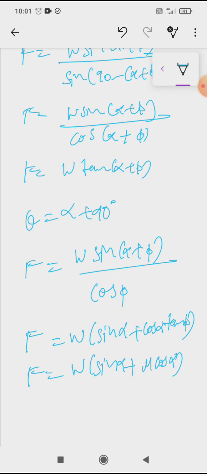F will be minimum if the denominator on the right hand side is maximum. So we'll see in the next lecture.